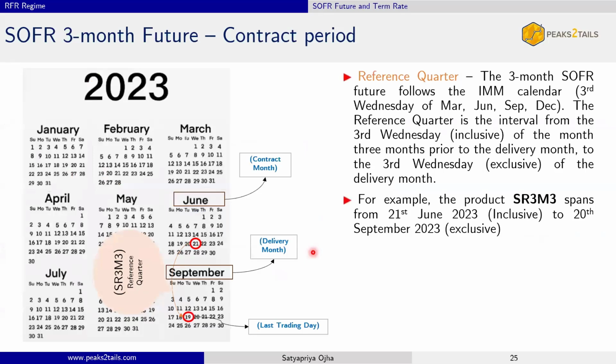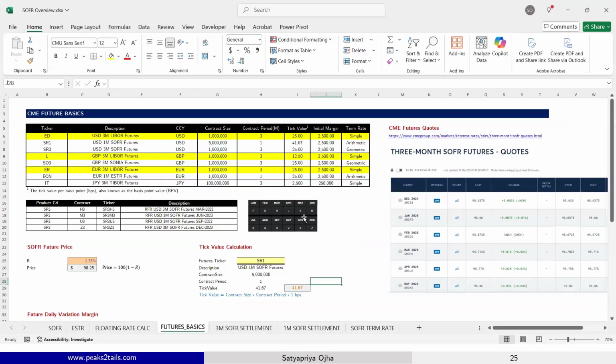When we say 3-month rate for a particular SOFR future, what are the dates? What is the start of the contract period? What is the end of the contract period? For the 3-month future, let's look at this particular product, which is SR3M3. M3 we know is, let's say, 2023. What is M? Let's go to the product code. So M, you can see, is June. Okay, so this is a June contract.